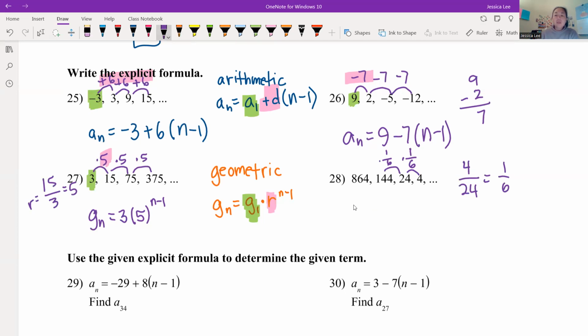All right. So we have, okay, we got that. So our first term is right here, 864, and then this is our common ratio. When we write this, we're going to say G_n is equal to the first term, what we're starting with. We're starting with 864. We're going to multiply by 1/6 every time, right? So we're basically dividing by 6, but we show it as a fraction to the n minus 1 power.